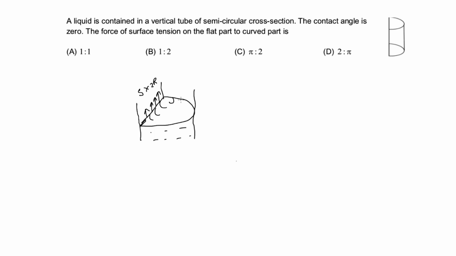And for this curved part also, the contact angle is 0 degree, and the forces of surface tension are acting like this on all these lines. So for this line, the length is equal to pi into r. So the surface tension force is equal to S into pi r. So the ratio is equal to 2 is to pi. That should be your correct answer. It is also an easy question.